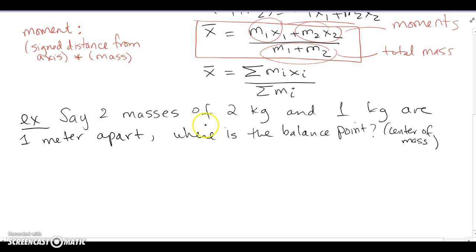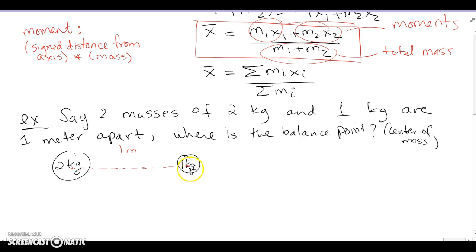So there's two masses, one of them is 2 kilograms, another 1 kilogram. They're 1 meter apart. Where should we place the balance point to find the center of mass of the system? So think of it like a seesaw, 2 kilograms on this side, 1 kilogram here, and like a seesaw, something that tries to connect them together. Of course, we're going to assume that that mass is negligible. And we're trying to find the balance point for the system.